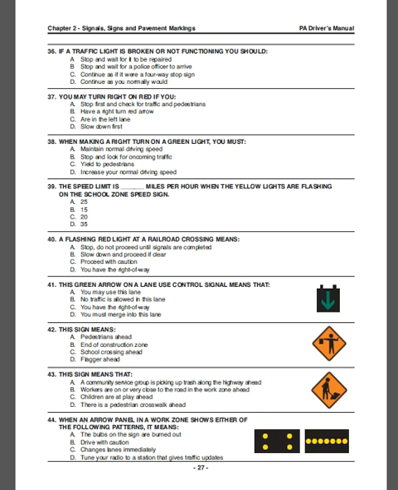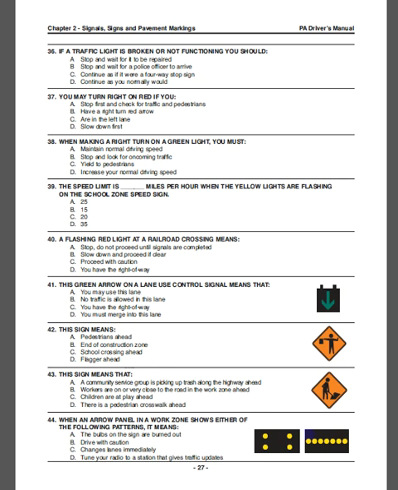43. This sign means that A. A community service group is picking up trash along the highway ahead. B. Workers are on or very close to the road in the work zone ahead. C. Children are at play ahead. D. There is a pedestrian crosswalk ahead. The answer is letter B. The person shoveling silhouette cautions you to slow down because workers are on the road or very close to the road.